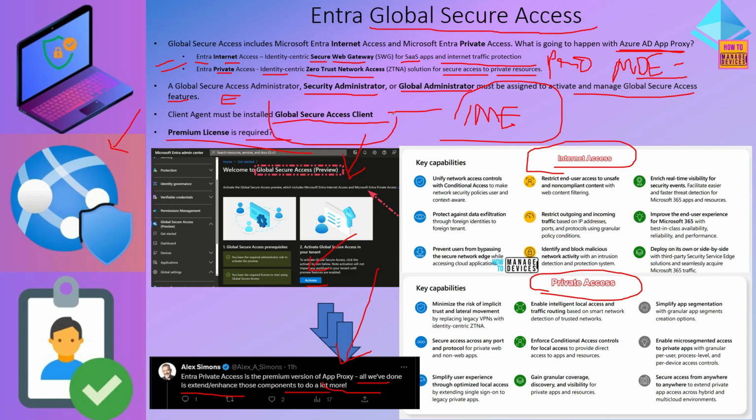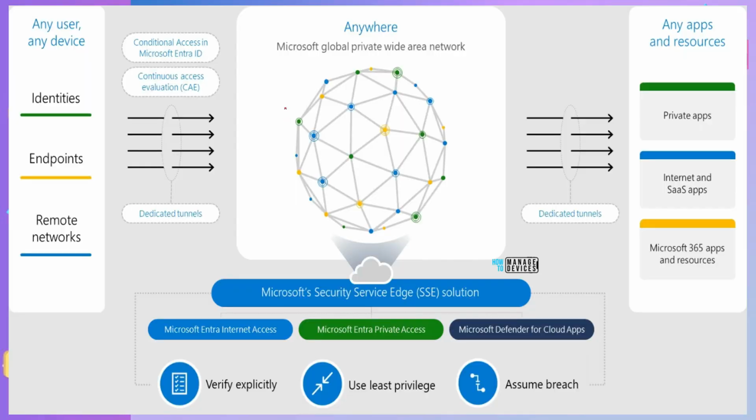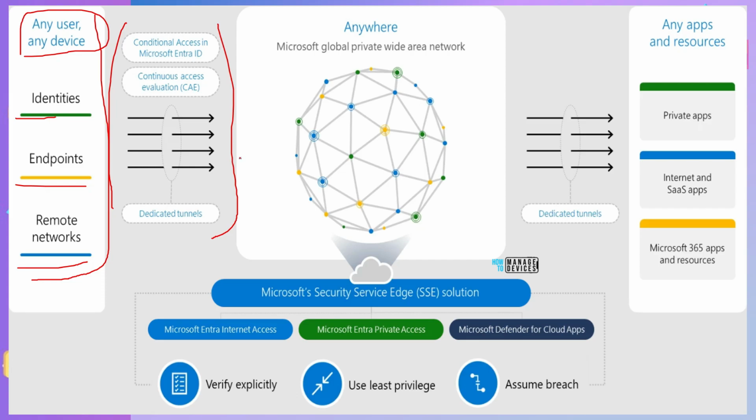This is a very high-level overview of the new solutions which are part of the Microsoft Entra Identity and Access Management solution. If you see on the left side, there are identities, endpoints and remote networks. This can be anywhere. Any user, any device can be accessed from anywhere. And then Conditional Access in Microsoft Entra ID and Continuous Access Evaluation, CAE, are coming in this part, and then it reaches the Microsoft Global Private Wide Area Network.